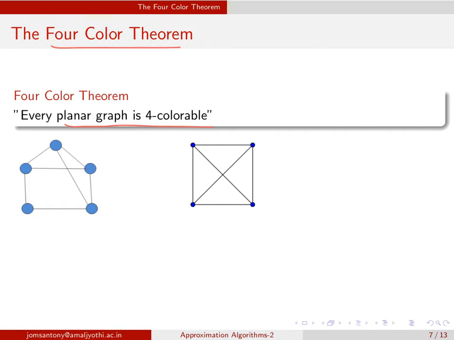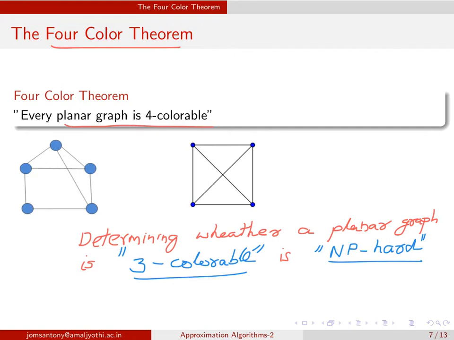Now, the problem of determining whether a planar graph can be colored using 3 colors is an NP-hard problem. Therefore, it will take years of time to determine it if the number of vertices is very large.